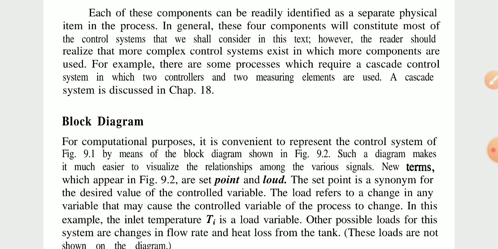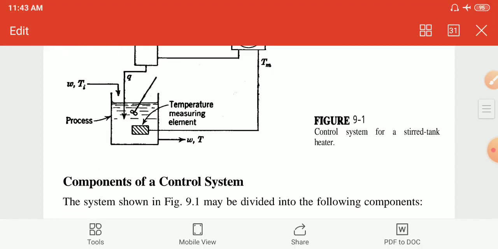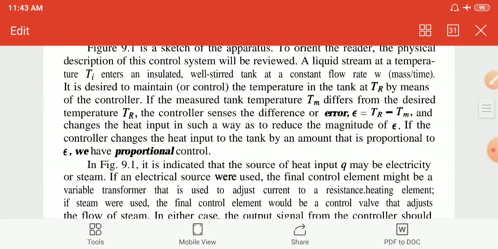For example, there are some processes which require cascade control. In a cascade control system, two controllers and two measuring elements are used. This is a simple introduction to the control system.